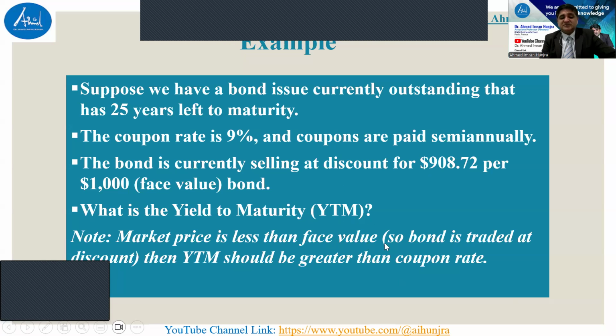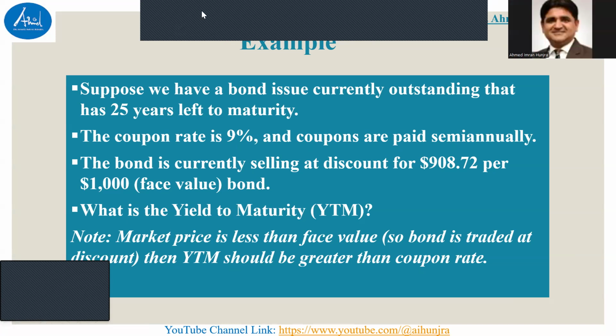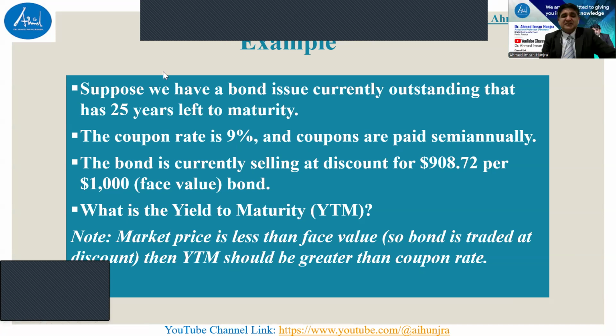Market price is less than face value, so the bond is traded at discount. Then YTM should be greater than 9%. Here the concept we need to understand is less than annual payment. Semi-annual means twice in a year, so we need to find the rate for twice in a year.